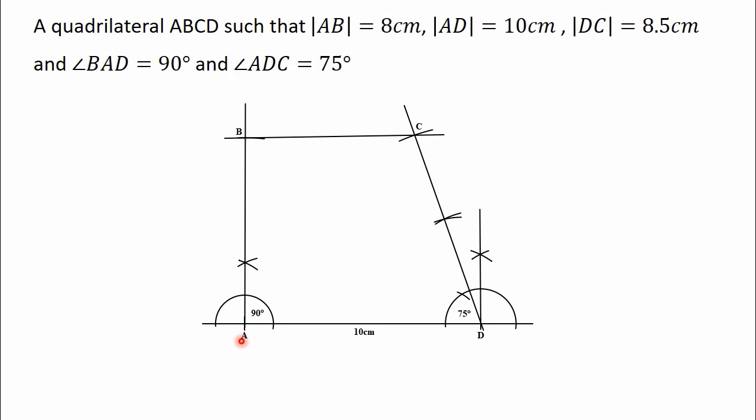We have now constructed the quadrilateral ABCD. The side AD is 10 centimeters. The side AB is 8 centimeters. The side DC is 8.5 centimeters. Angle BAD is 90 degrees and angle ADC is 75 degrees.